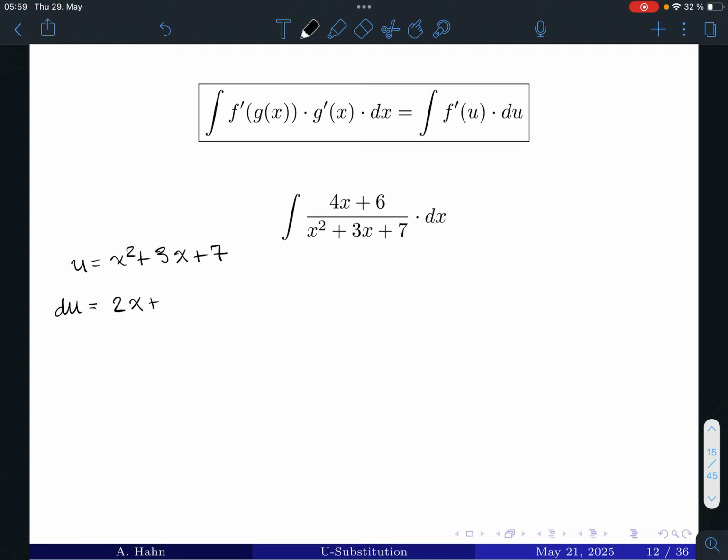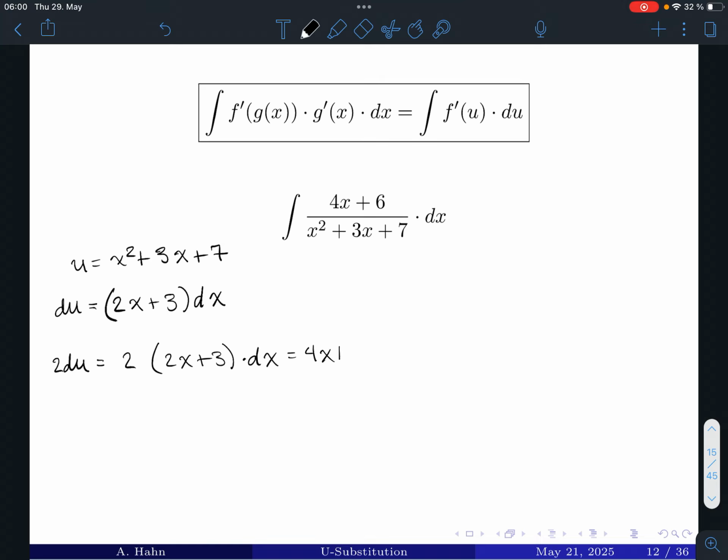So now let's do du. So du is 2x plus 3 dx. And do we have a constant multiple of 2x plus 3 dx multiplied somewhere else in the problem? And we do, because 4x plus 6 is 2 times 2x plus 3. So we can just multiply through by 2 in this equation down here. So we'll get 2 du is equal to 2 times 2x plus 3 dx.